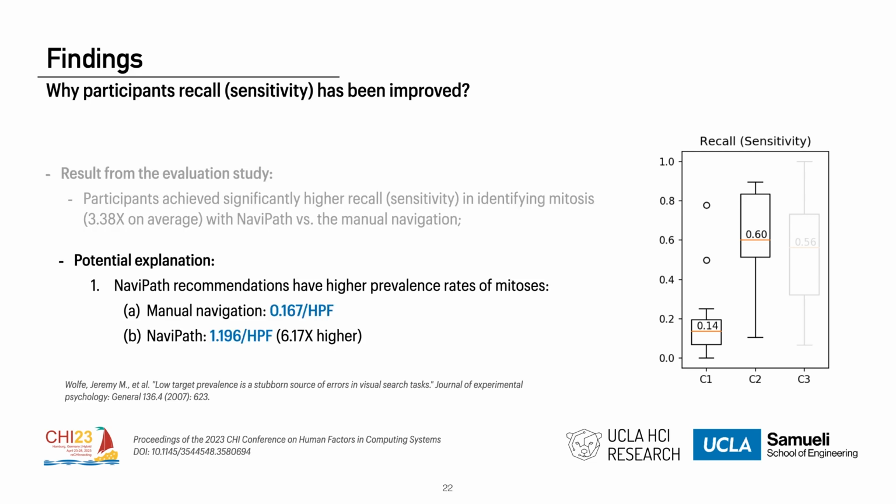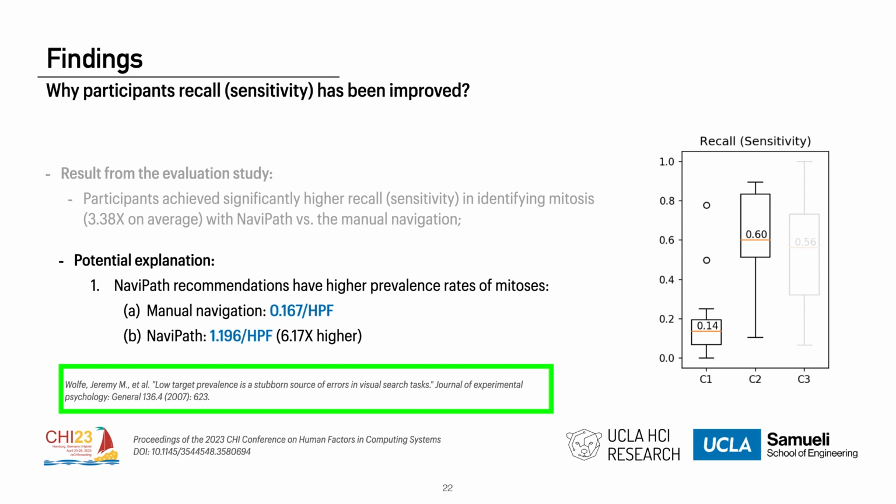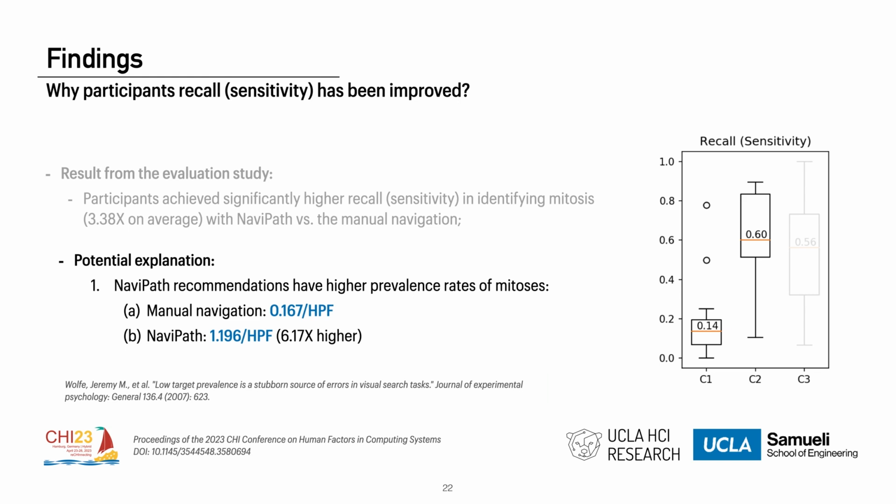First, NaviPath recommendations have higher prevalence rate of mitosis. Compared to the areas visited by the manual navigation, NaviPath recommendations have more than 6 times the chance of containing a mitosis. Previous research in visual search suggests that the low target prevalence can cause a shift in decision criteria, leading humans to miss targets in the visual search. Therefore, participants may not have performed as well in the manual navigation due to the low prevalence rate.